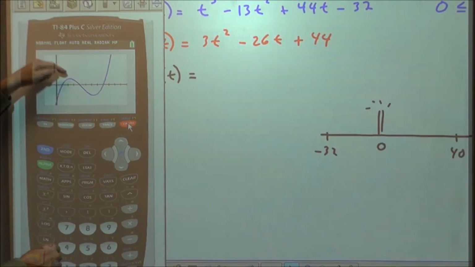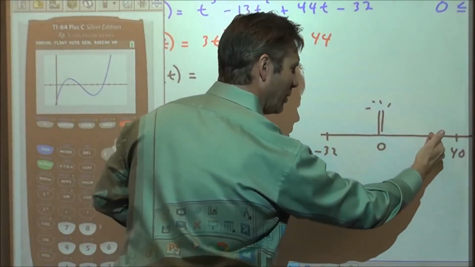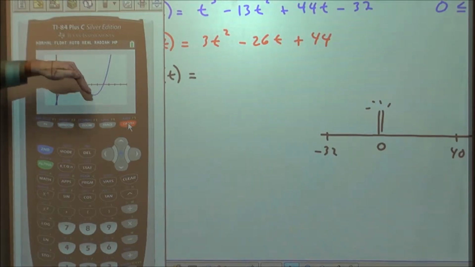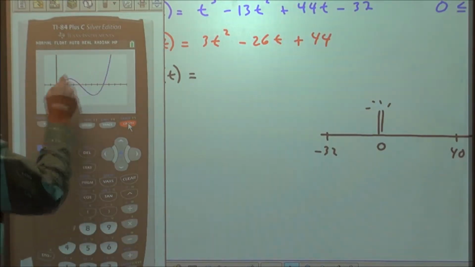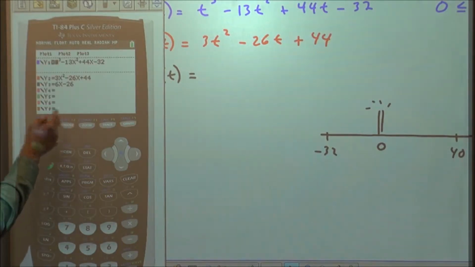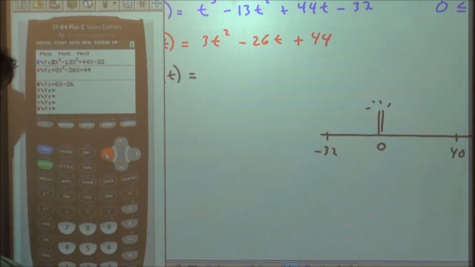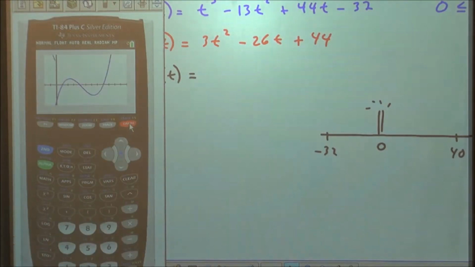Then it stops at a positive distance, so the mosquito stops up here somewhere and comes back to the left. Then it's negative velocity down in here, then positive velocity up there. So let's bring in the acceleration function. Let's add it to our graph in red, and let's see what that looks like.